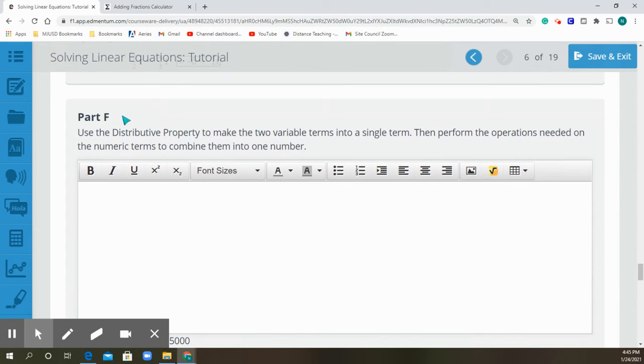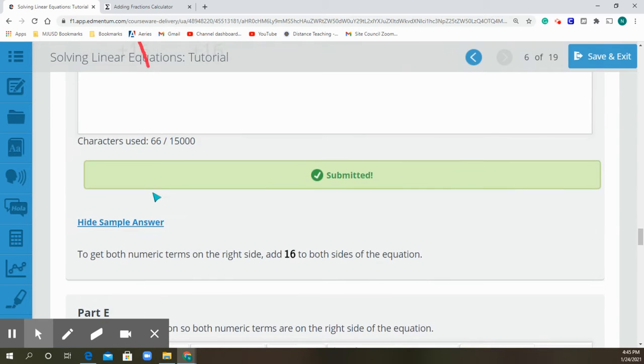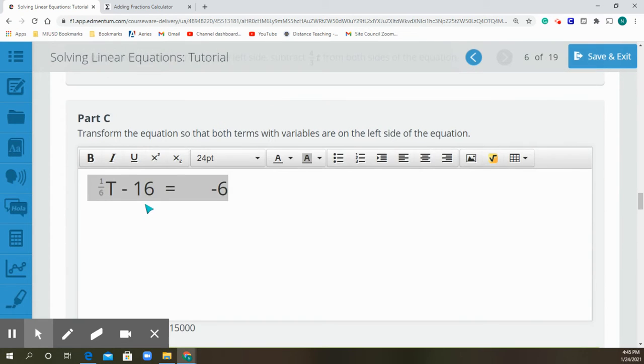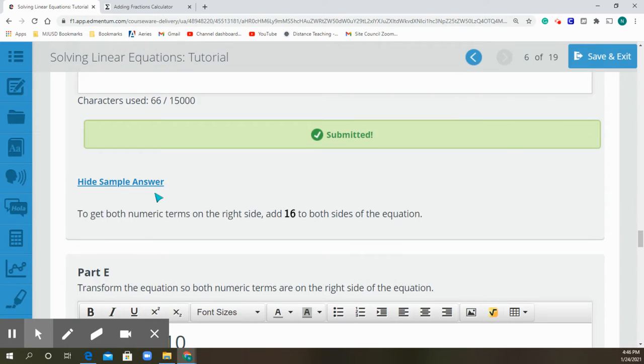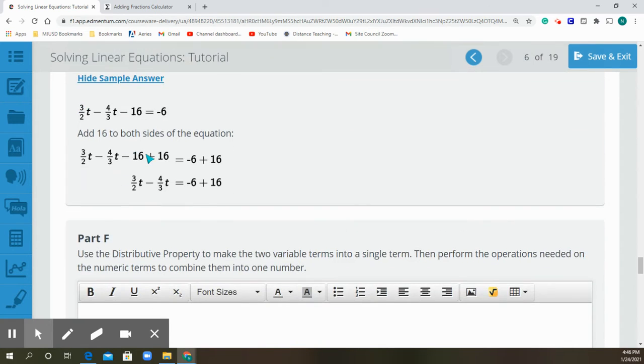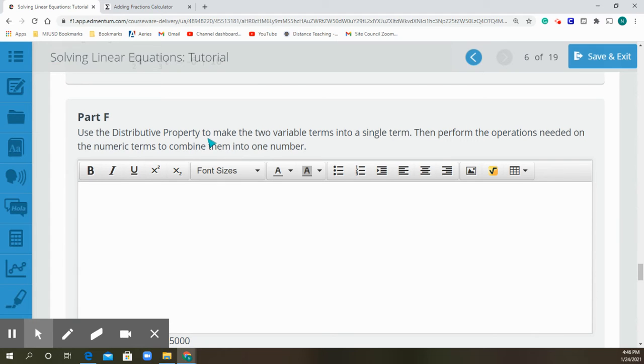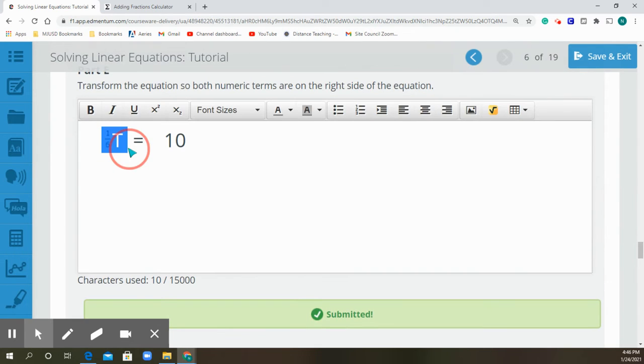That's all. It says use the distributive property to make the two variable terms into a single term. I did that up here. I made this term and this term into one single term. I did that work up here. That's the only difference when it says use the distributive property to make the two variable terms into one single term. So we already have that as 1/6 t.